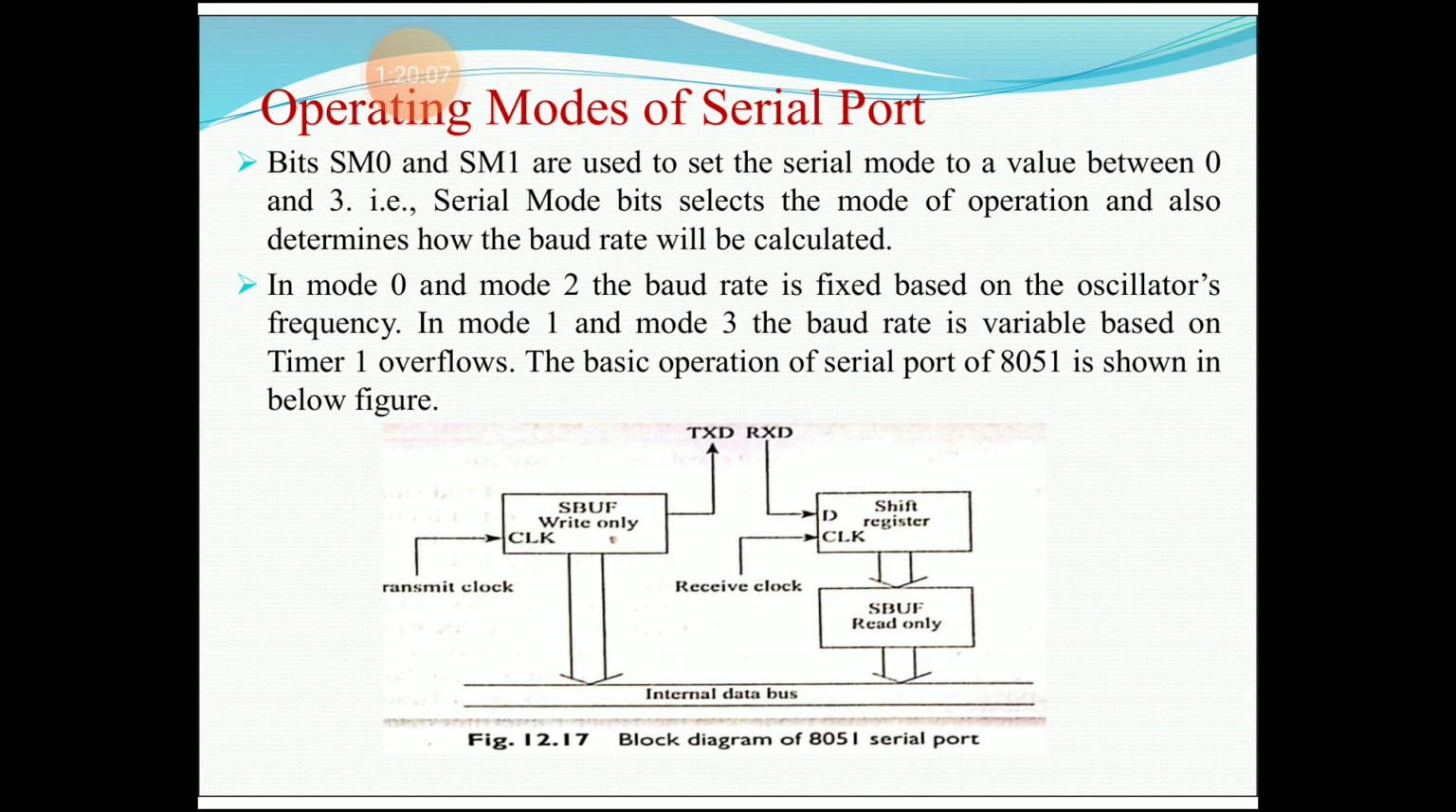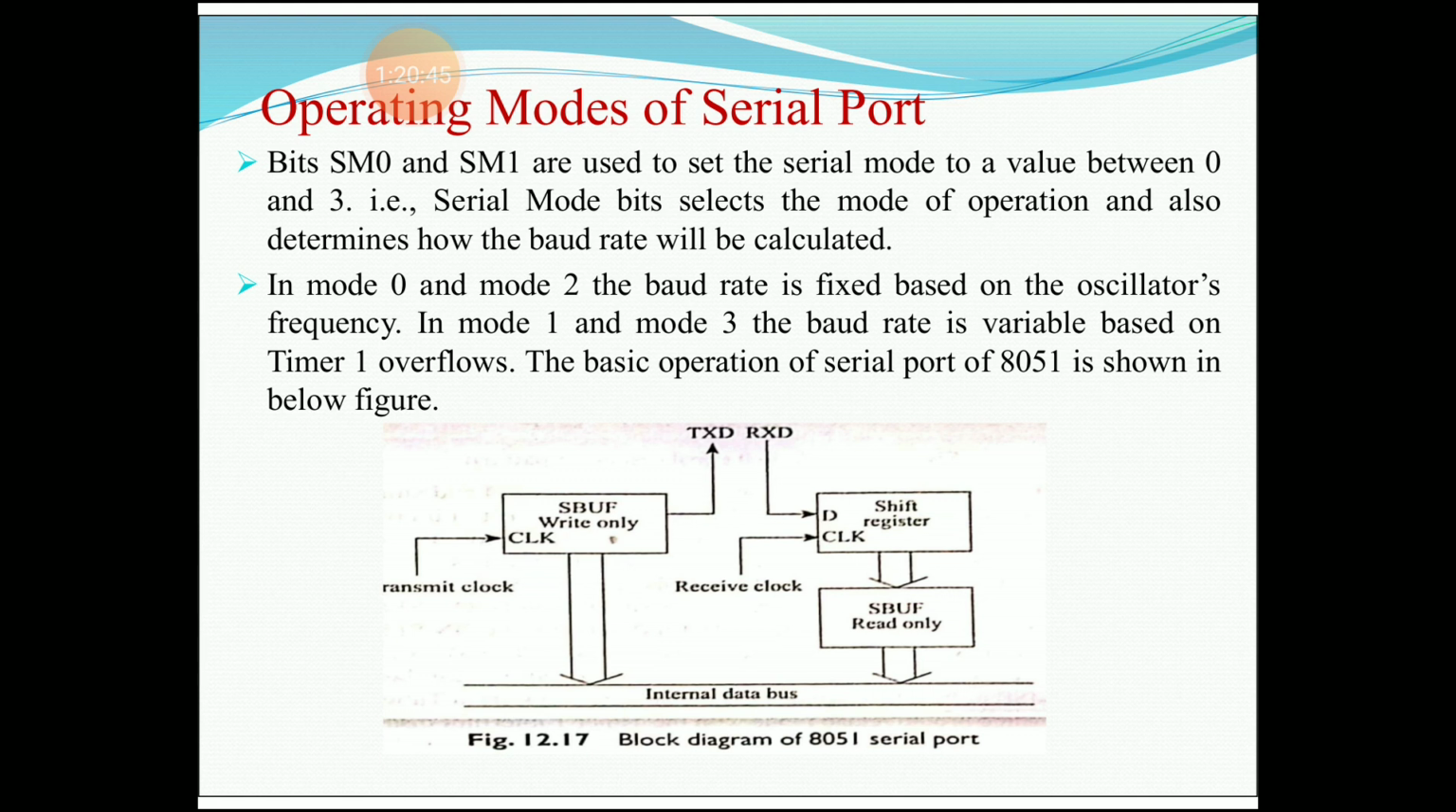Now let us see the operating modes of the serial port from the diagram. Bits SM0, SM1 are used to set the serial mode to a value between 0 and 3. That is, the serial mode bits select the mode of operation and also determine how the baud rate will be calculated. In mode 0 and mode 2, the baud rate is fixed based on the oscillator's frequency. In mode 1 and mode 3, the baud rate is variable based on timer 1 overflows. The basic operation of the serial port of 8051 is shown in the below table.